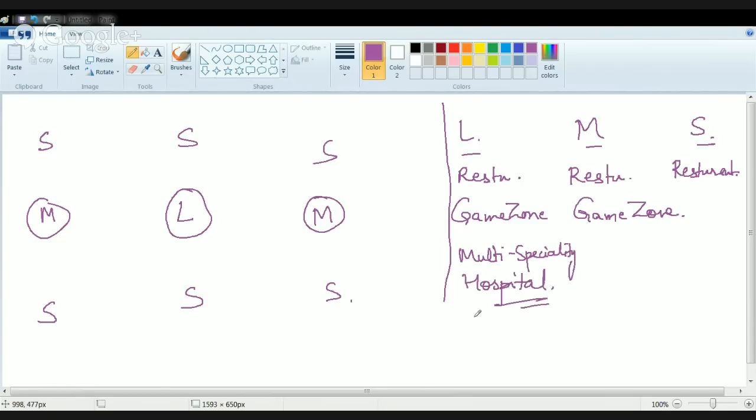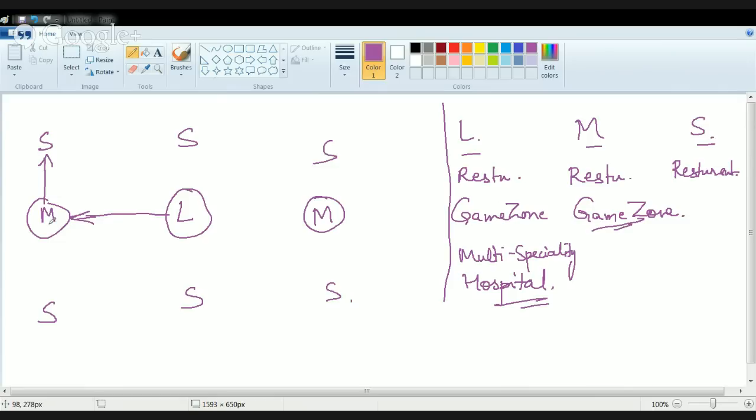Now what would happen here? Since this large region is serving as a restaurant, and is also having a game zone and a multi-specialty hospital, the medium settlement would try to import the facilities of the multi-specialty hospital from the large center. Okay, and this medium center would try to export the game zone facilities to the small center.